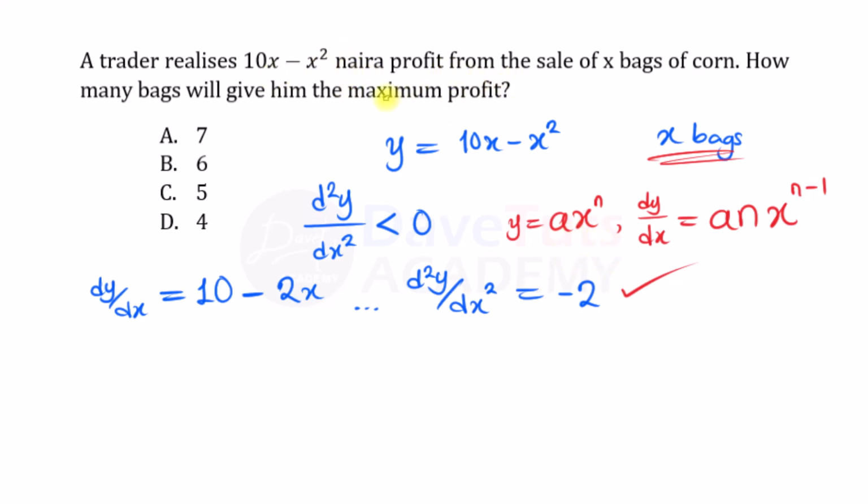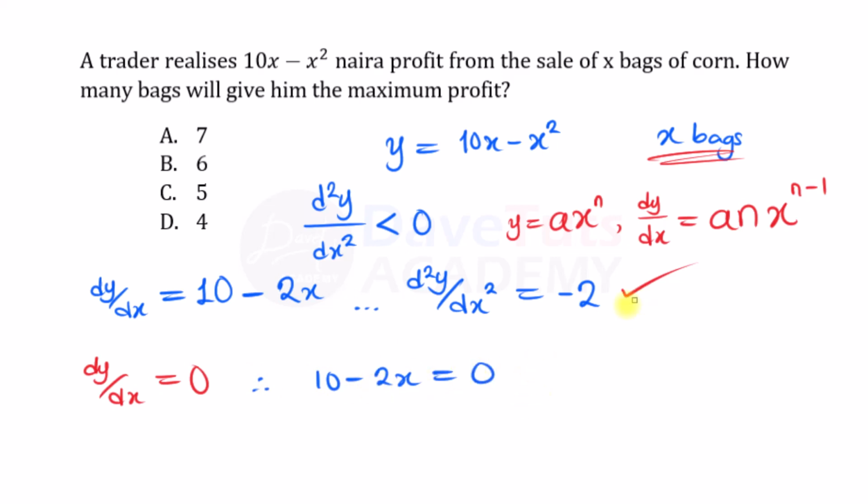But then how many bags will give him the maximum profit? That means we need to equate the y, the x. That's the point of turning, we need to equate it to 0, and that means that we are going to have 10 minus 2x is equal to 0.